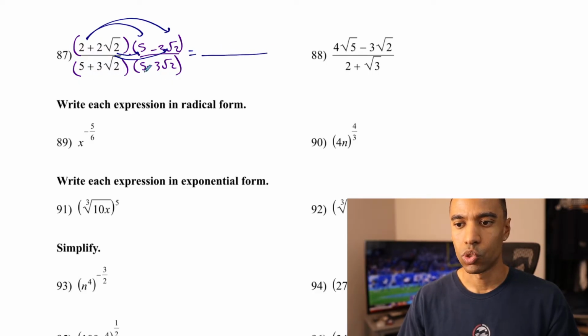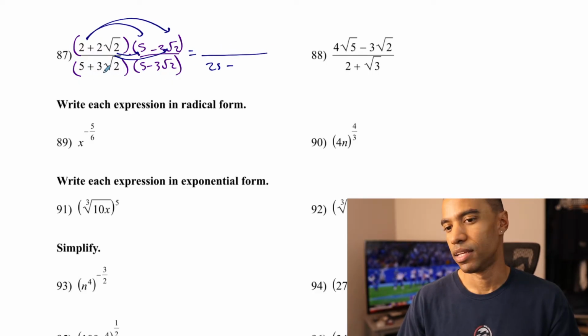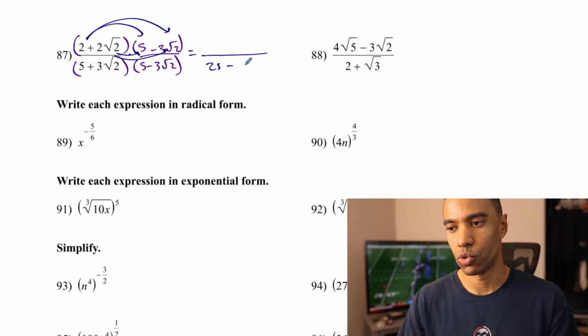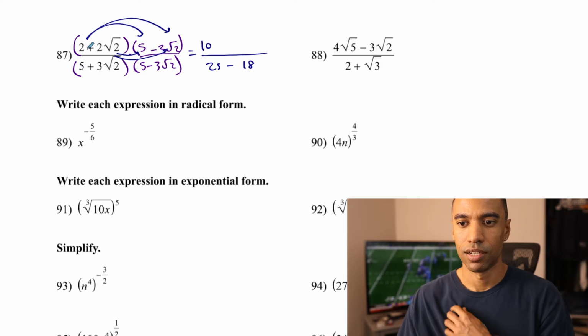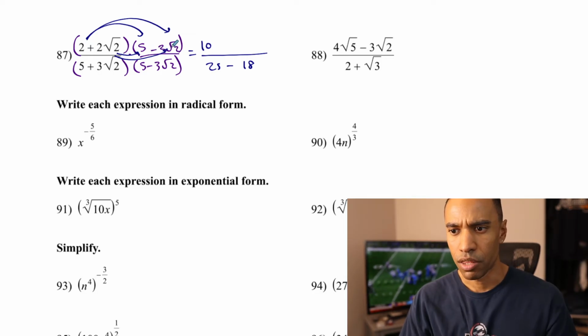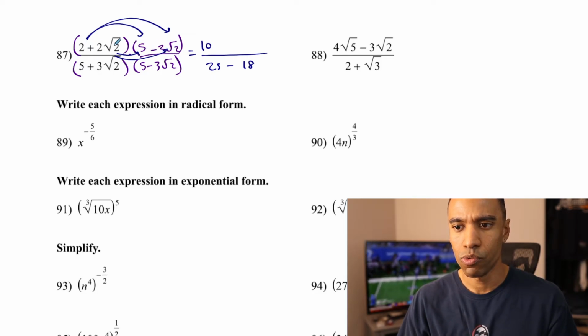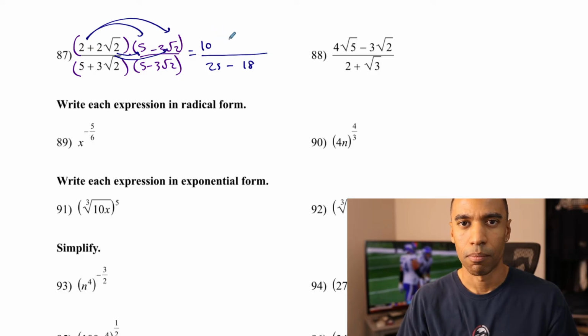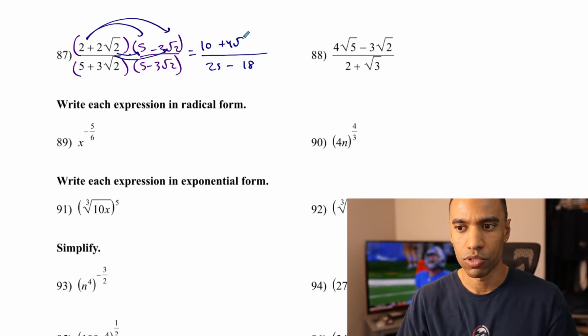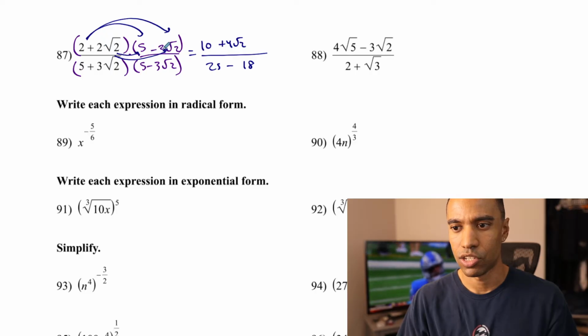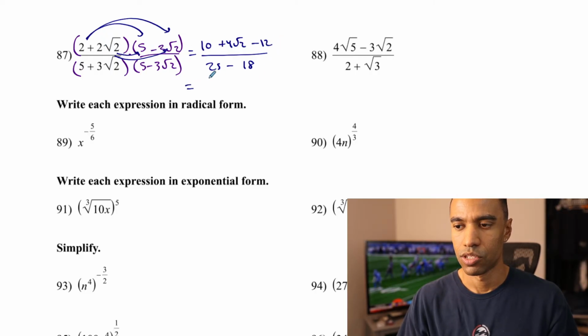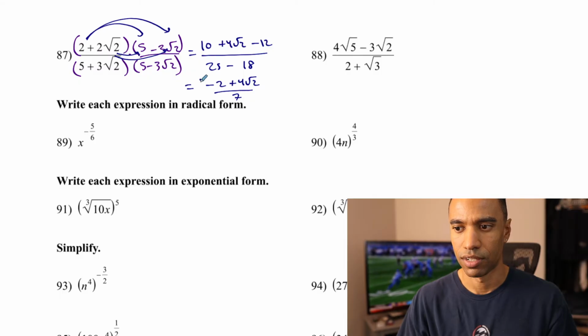On the bottom is 25 minus 9 times 2, which is 18. 25 minus 18. On the top we have 10 minus, is that a 3? Yeah, minus 6 root 2 plus 10 root 2 plus 4 root 2. And then 2, negative 3. So negative 6 times 2 is minus 12. So this will become negative 2 plus 4 root 2 over 7.